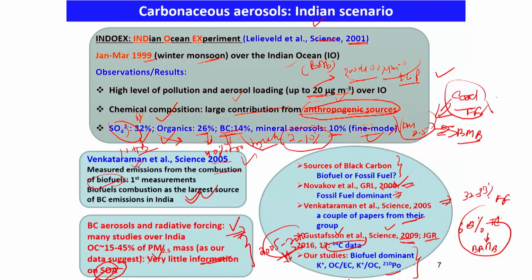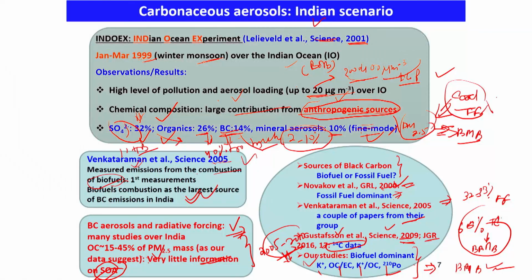Don't worry about them. I will discuss how these tracers can be used: potassium, OC to EC ratios, potassium to OC ratios. So these ratios can be used, and using these ratios we also found that Indian aerosols are mostly biomass burning dominated. They are not fossil fuel dominated compared to what people have been suggesting.